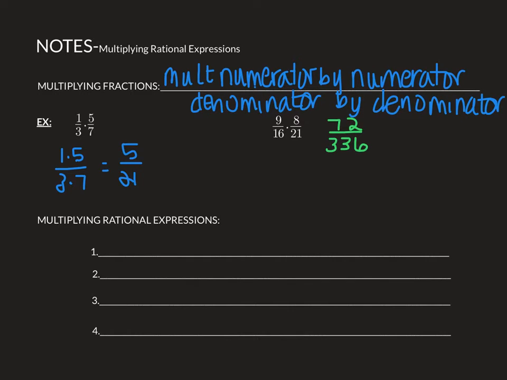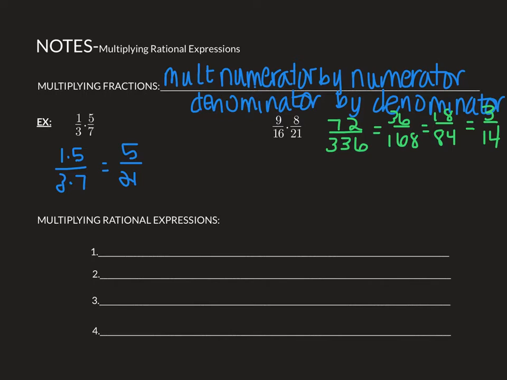Well, I don't have a calculator in front of me, so I'm just going to go ahead and divide everything by 2. So that would give me 36 over 168, which also goes into 2, which would be 18 over 84. Which goes down by 2 and 3. So 6 would go into both of those. So 6 goes into 18 3 times and goes into 84 14 times. So my answer would be 3 14ths. It took me a little bit to get there.